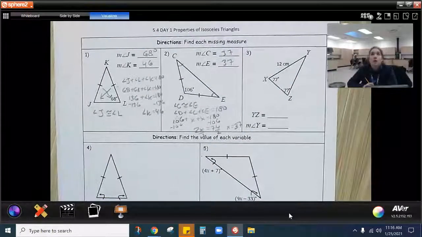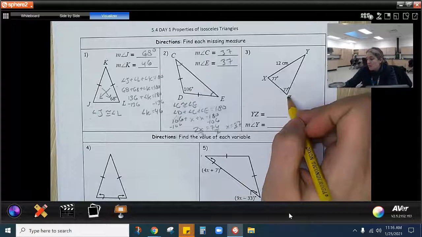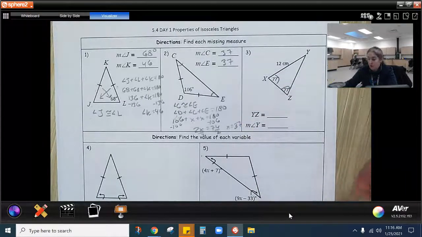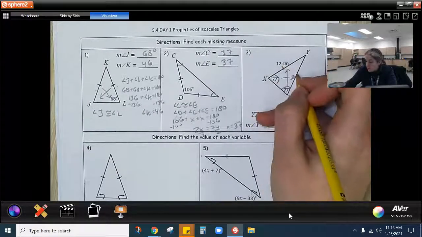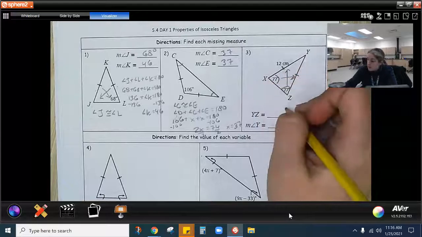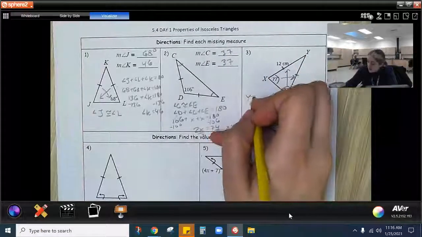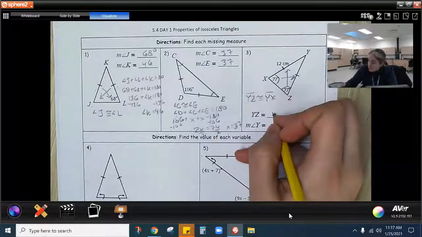All right, so for problem number 3 here, I know that angle X is 77 and angle Z is 77. That means these angles are congruent, right? They're exactly the same, they're congruent. So I know something about their opposite sides. If you know it, mark it. So YX is going to be congruent to YZ. YX is 12, that means YZ is going to be 12 as well.